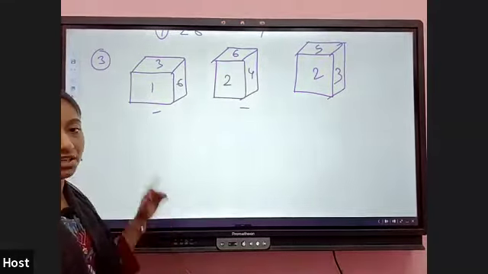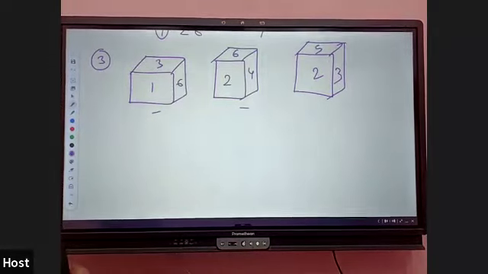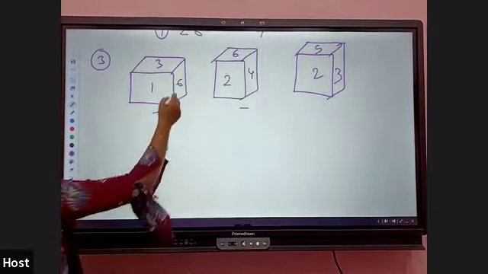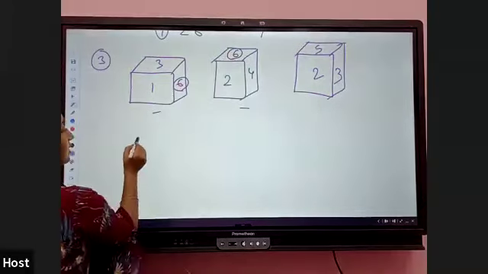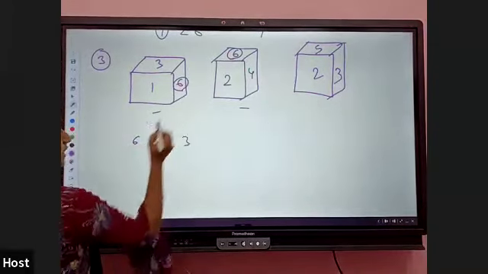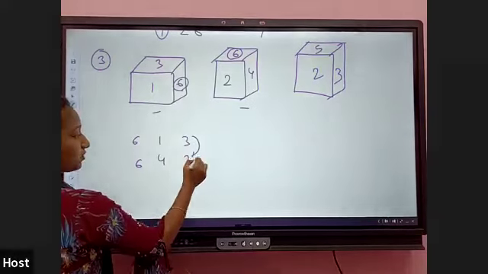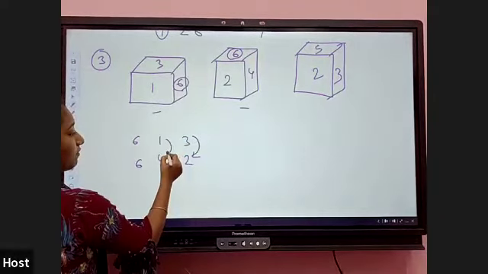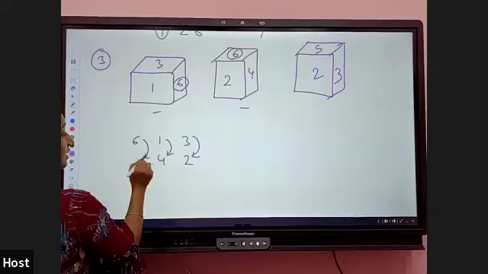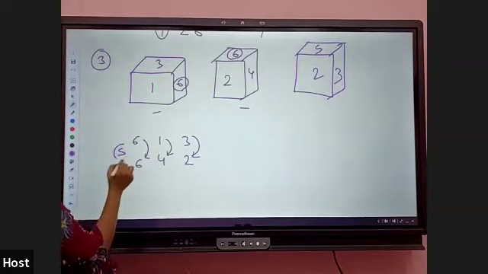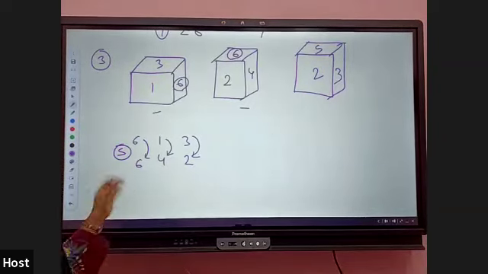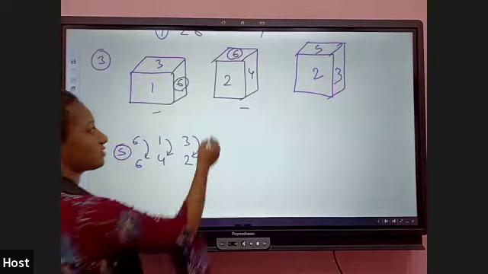So we observe the first and second dice. In the first and second dice, which number is common? 6 is common. 6, 1, 3. Next, 6, 4, 2. So 1 is opposite to 3, 2 is opposite to 4, and 6 is opposite to 5. Okay, so let us observe the 2nd and 3rd dice.